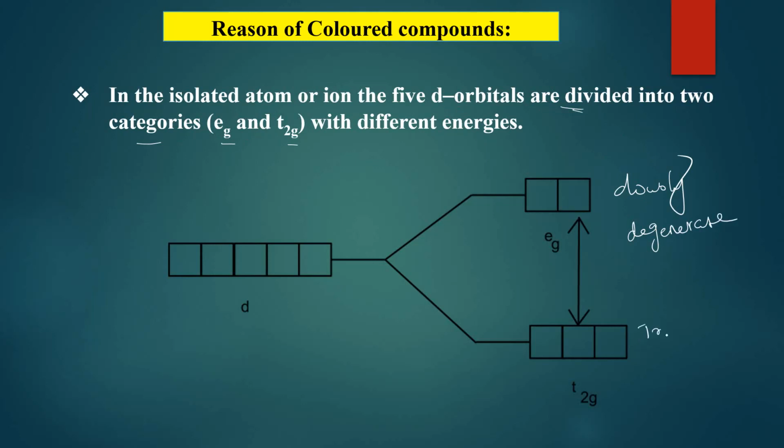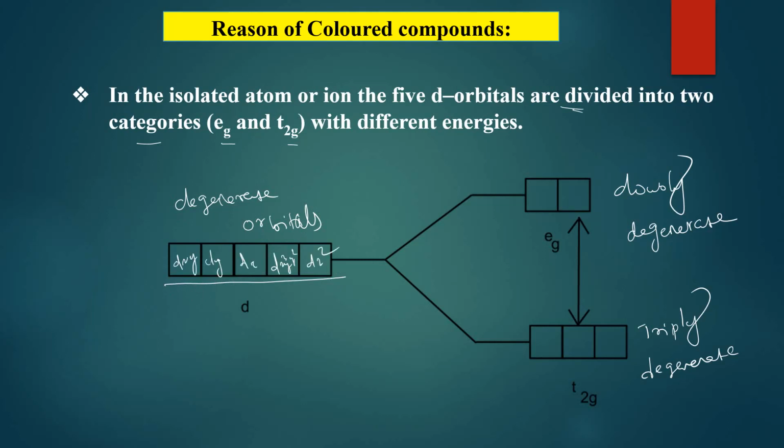This is called triply degenerate. The word degenerate means equal energy. These are called degenerate orbitals. That means equal energy. Here all the 5 orbitals have equal energy. Actually this is dxy, dyz, dxz. It gets split, it gets divided into two.